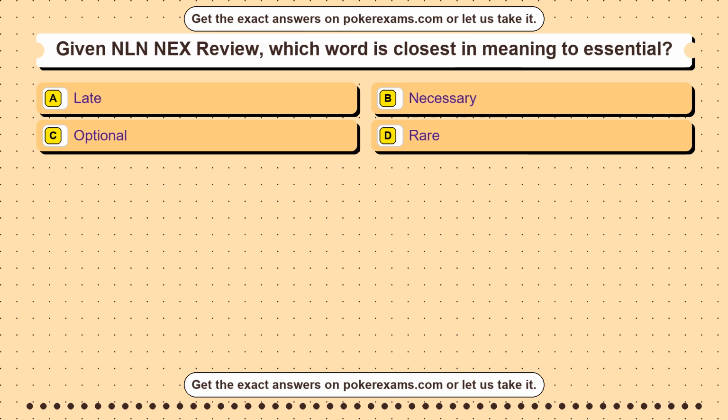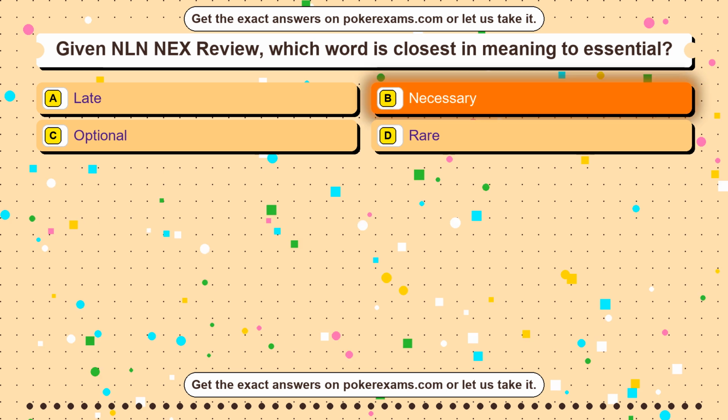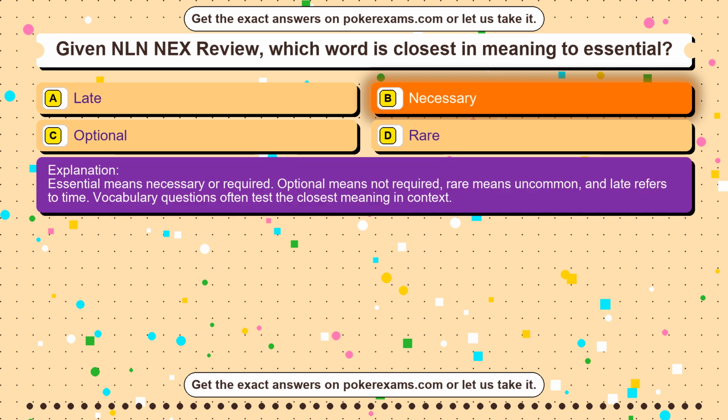Question 48. On the GED reading practice test, which amendment protects freedom of speech? Option A, 10th Amendment. Option B, First Amendment. Option C, Second Amendment. Option D, Fifth Amendment. The correct answer is option B. The First Amendment protects freedoms such as speech, religion, press, assembly, and petition. The Second concerns arms, the Fifth includes due process protections, and the 10th reserves powers. Speech is the key clue.